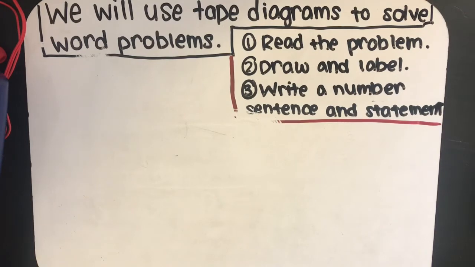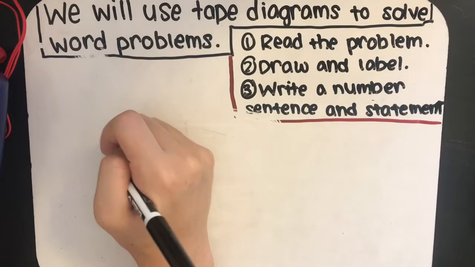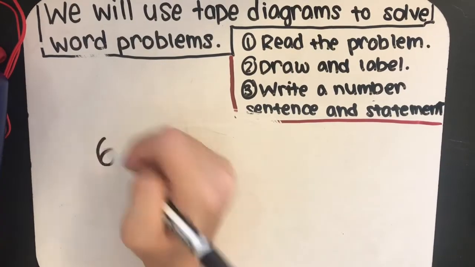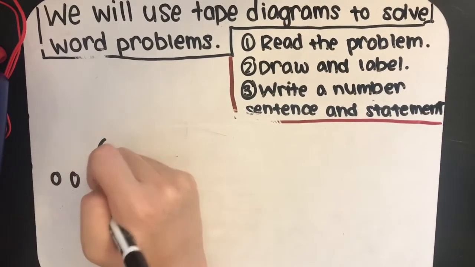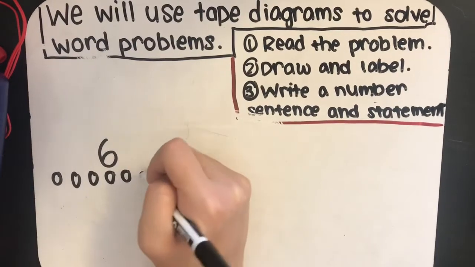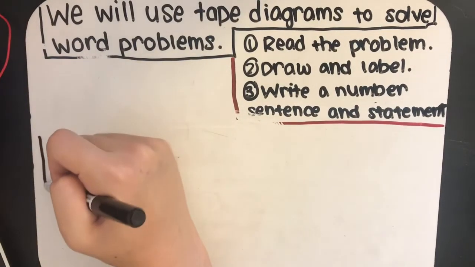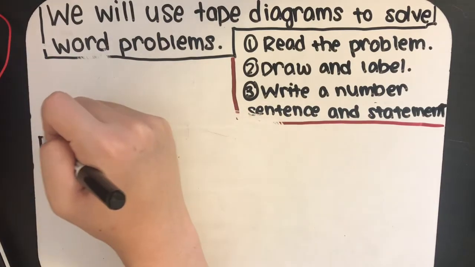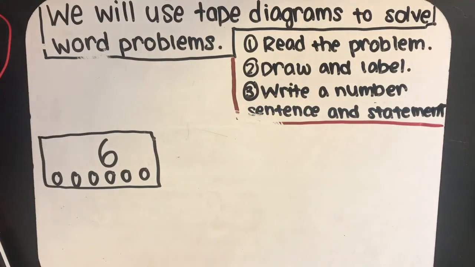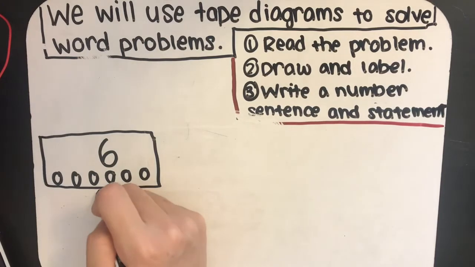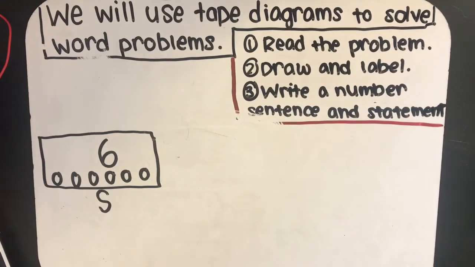The first part I'm going to draw is 6 squashes. So here we go. 6. 1, 2, 3, 4, 5, 6. We'll draw a box around our part so we can keep track of it. And we'll label the box with an S for squash.